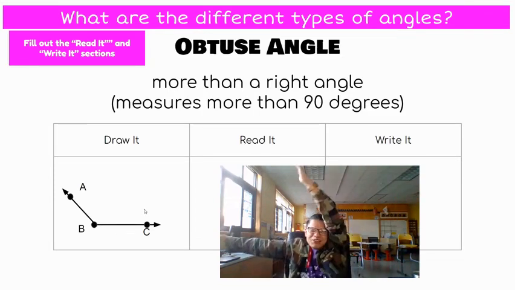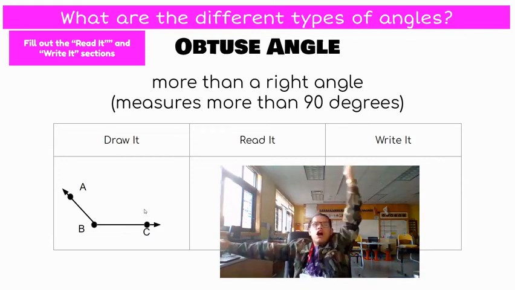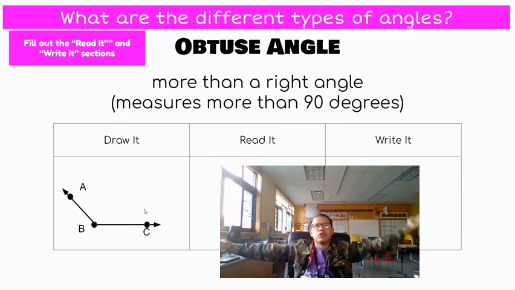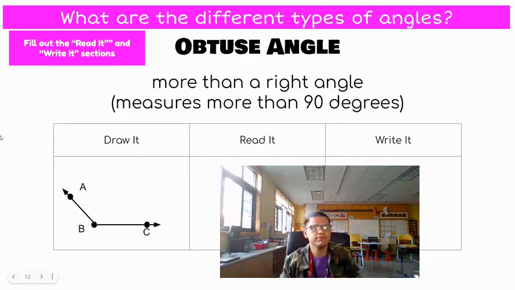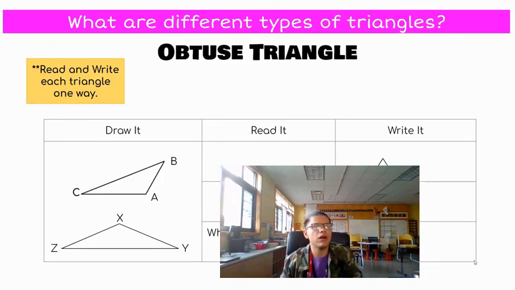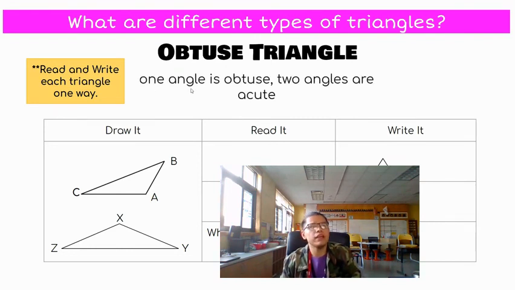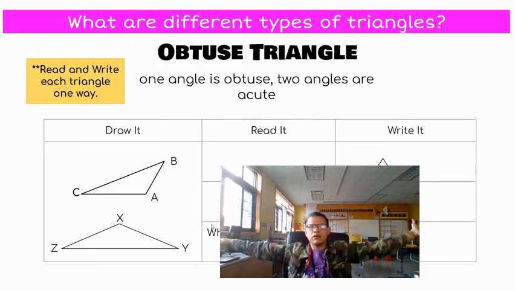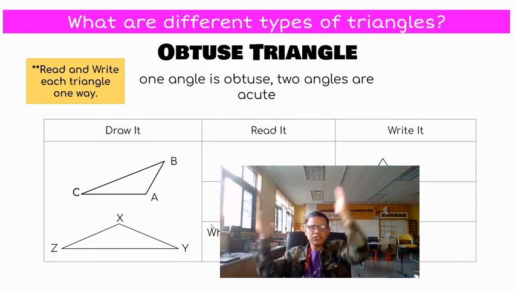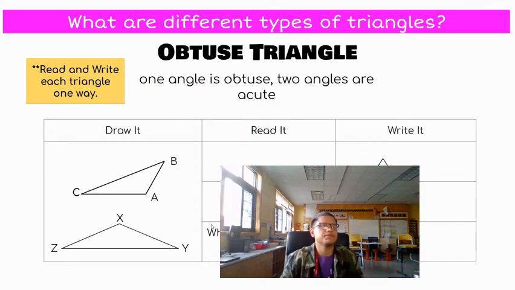So remember, acute, acute, acute. Obtuse, obtuse, obtuse. Now, an obtuse triangle has only one angle that is obtuse and two angles that are acute. So can you see which angle is greater than 90 degrees, or obtuse? Do you see which angles are smaller than 90 degrees? Angle CAB is obtuse, so that makes this whole thing an obtuse triangle.